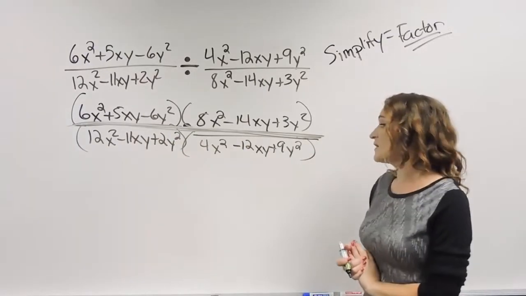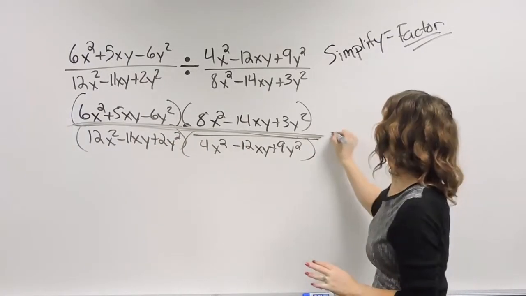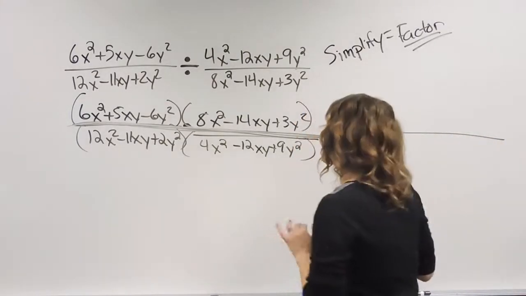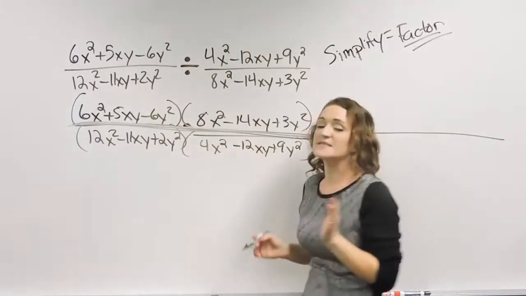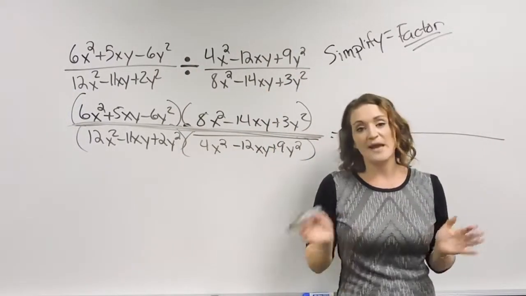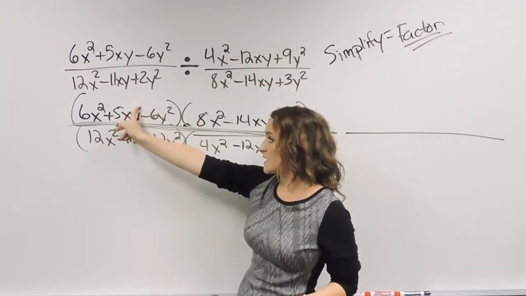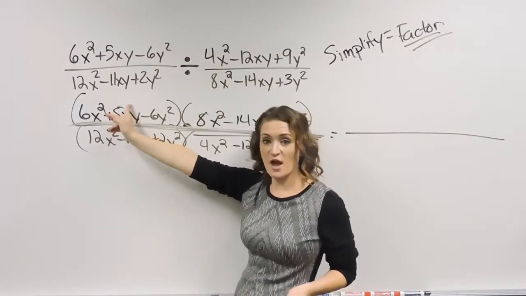Okay, so if we're going to factor all four of these trinomials, we definitely need to take this problem step by step. So we're going to treat each one of these as its own problem and take it one step at a time. So let's start by factoring this trinomial we have in the top left.